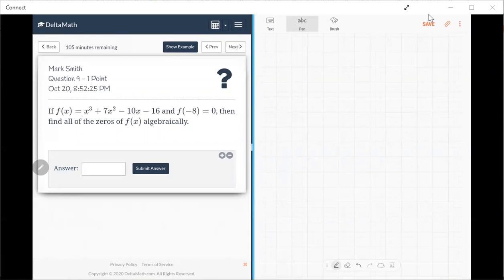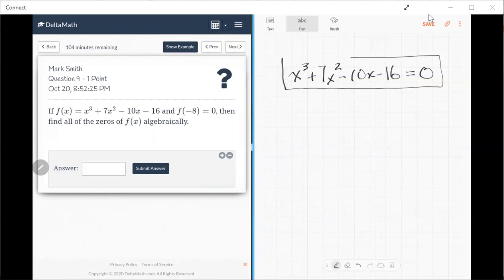All right, the next section asks, find all the zeros algebraically. So what you want to know is, when does this equation x cubed plus 7x squared minus 10x minus 16 equal 0? Now, normally you do synthetic division for this, but if you put this entire equation with equals 0 into your Mathway calculator, it will tell you the 3 answers. And we know it's going to have 3 answers because it's a third degree polynomial.